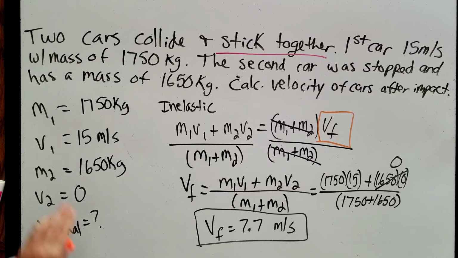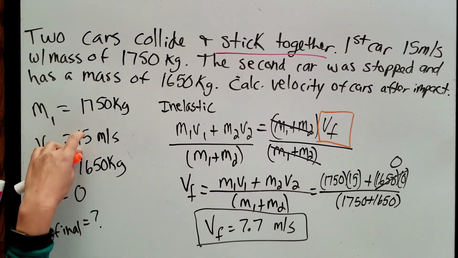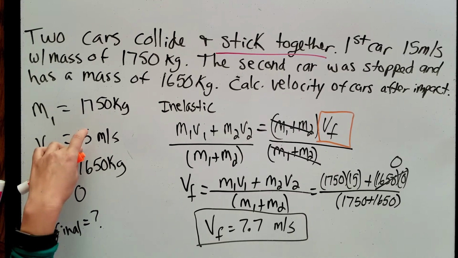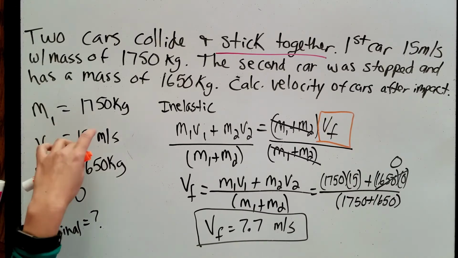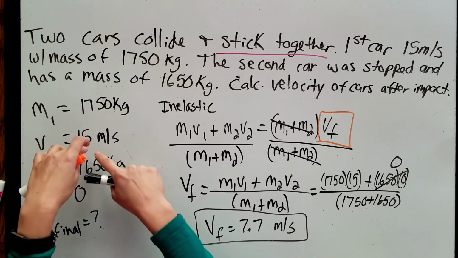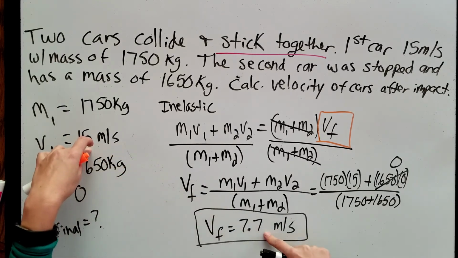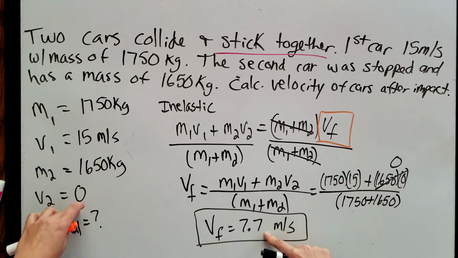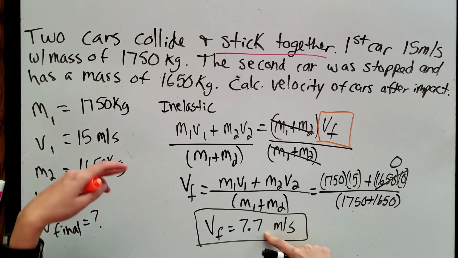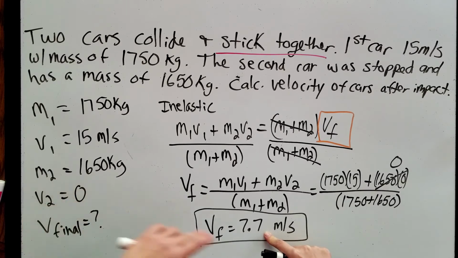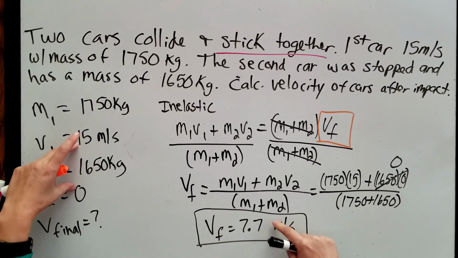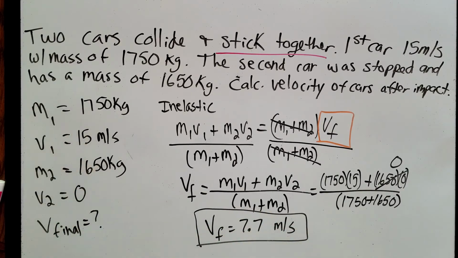What I mean by that is, car 1 was going 15 meters per second. When car 1 hits the parked car, car 1 is transferring some of that momentum to car 2. So car 1 is going to slow down, right? He went from 15 meters per second down to 7.7 when the collision happened. Car 2's velocity increased from 0 up to 7.7.